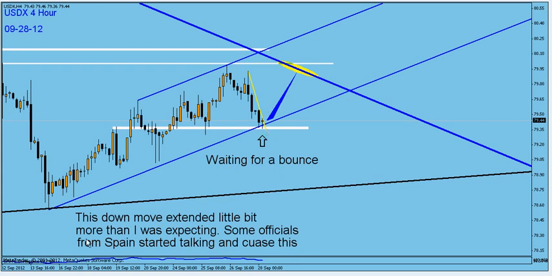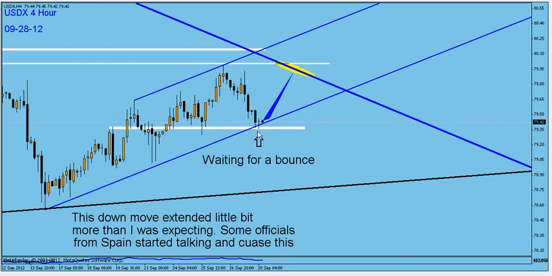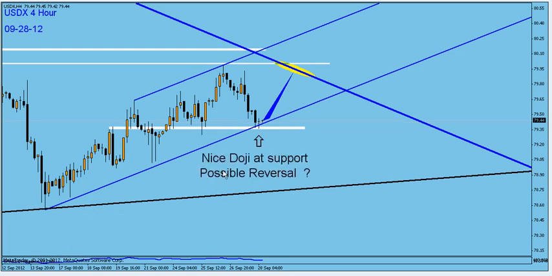Some officials from Spain started talking and caused this. Yesterday when they started talking, it went down. Now here's the moment of truth, waiting for candlestick formation to see what happens. First doji is made, waiting for a bounce again. Nice doji at support, possible reversal. I was expecting, getting ready, possible second doji at support, possible reversal. I hope it closes this way.